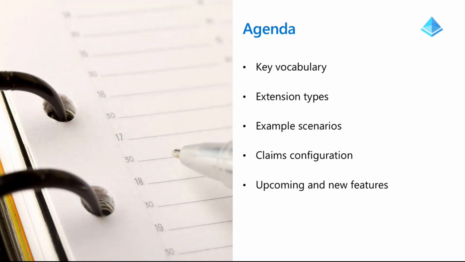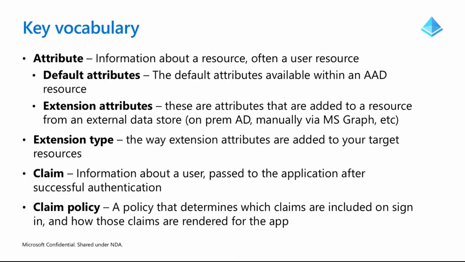So basically, what we'll be covering today, we'll be going over some key vocabulary because there are some complicated terms in this space, and we just want to make sure everyone's starting at the same level. Then we'll get into the types of extensions, all the different flavors of them. Then we'll go into some example scenarios, and then claims configuration, because as you can imagine, claims configuration is a big part of why people want extension attributes, and then upcoming and new features. So talking about the key vocabulary, I'm just going to start at the top and work our way down. I'm sure a lot of this will be recap for you, so some of them I'll go quicker than others. But once again, if you have questions, just come off mute or tag in the chat, and that's great.